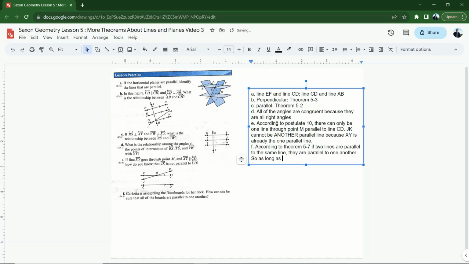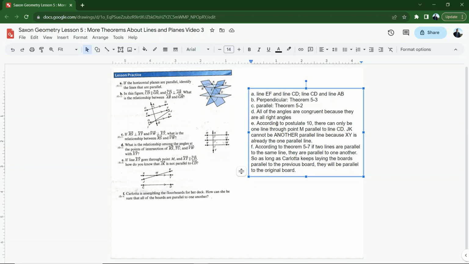So as long as Carlotta keeps laying the boards parallel to the previous board, they will be parallel to the original board, which is her goal, right? She wants all of them to be parallel. How is she going to make sure they're parallel? She's going to make sure that they're parallel to the original board. And how does she keep them parallel to the original board? Making sure they're parallel to each other, okay? And that's the transitive property of parallel lines. That's how she's going to do it.